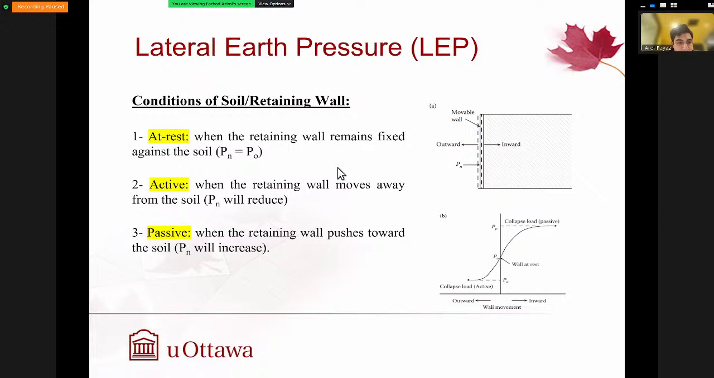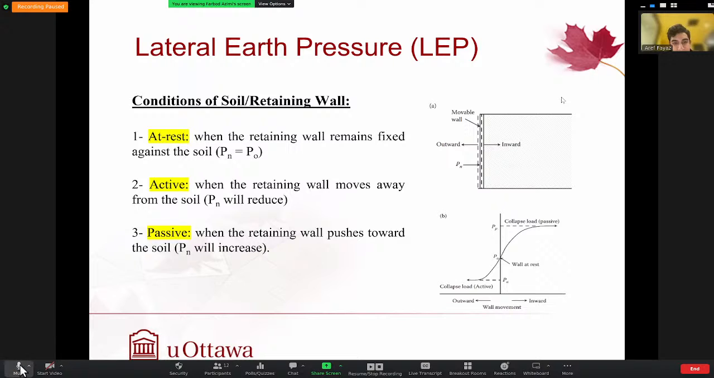All right, so starting with lateral earth pressures. Lateral earth pressures are designed to be either at rest, active, or passive. These are the three cases that we have. When a retaining wall remains fixed and is at rest, Pn and P naught are equal. When it's active, we have the retaining wall moving away from the soil, and when it's passive, it's getting pushed towards the soil, or the backfill in our case.